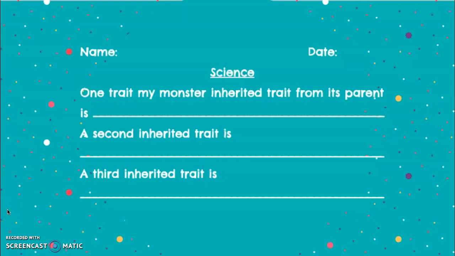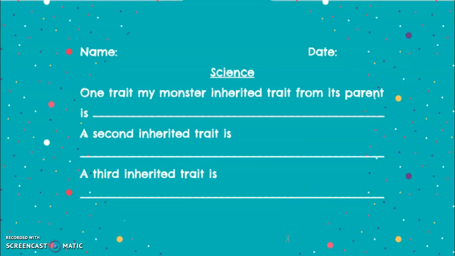This is what you're going to copy into your notebook. There is no drawing today. The drawings will be saved for later in the week because we need to brainstorm more. Today your job is to write your name, the date, science, and use these sentence starters to help you. The first one says, 1 trait my monster inherited from its parent is, and if we use the last example, you could say 4 eyes. A second trait is yellow eyes. A third trait is 2 teeth.